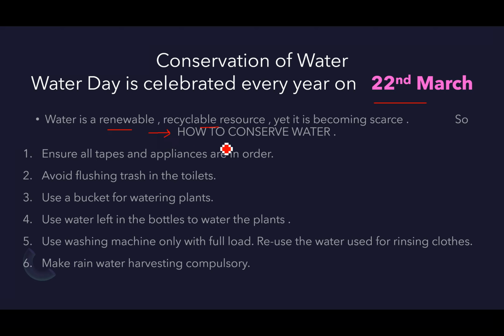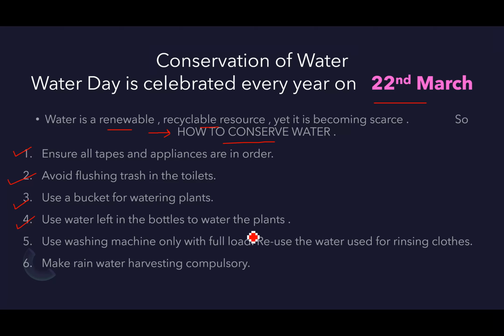Number one, ensure all taps and appliances are in order so there are no leakages. Avoid flushing trash in the toilet. Use a bucket for watering plants rather than pipes, which give out a lot of water, and a lot of water is wasted like that. So why not use a bucket for watering plants? Use water left in the bottles to water the plants.